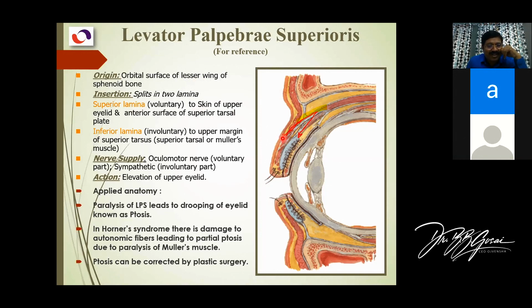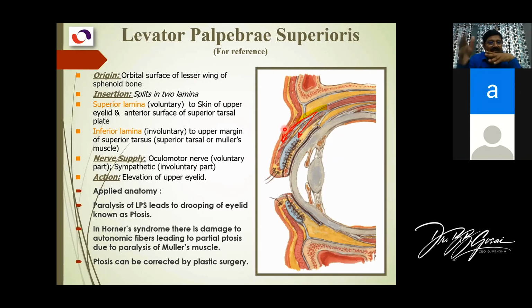This voluntary component is supplied by the oculomotor nerve, third cranial nerve. And this involuntary Muller's muscle is supplied by sympathetic fibers. So if the sympathetic fibers for head and neck are damaged, which is very common in Horner syndrome, then the patient will develop partial ptosis because Muller's muscle is paralyzed, but the oculomotor is still intact. But still, because the balance of two muscles is required, the eyeball slightly droops, and that is what is partial ptosis, which is very common in Horner syndrome.